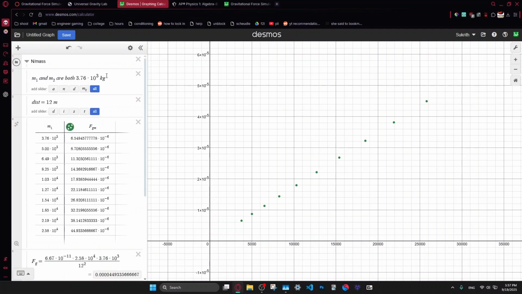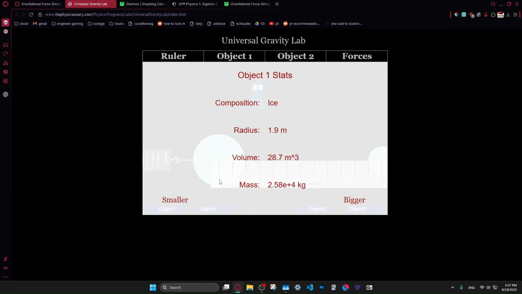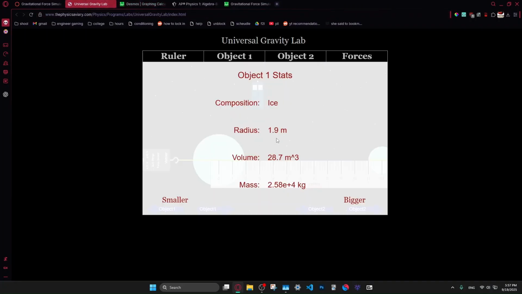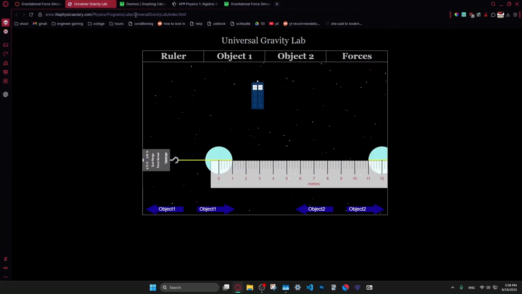So let's go back to this position right here. Our distance should still be 12 meters. If you take a look at the ruler, it's still 12 meters. Now we need to set them both to 3.76 times 10 cubed. 3.76. There we go. 3.76 times 10 cubed.